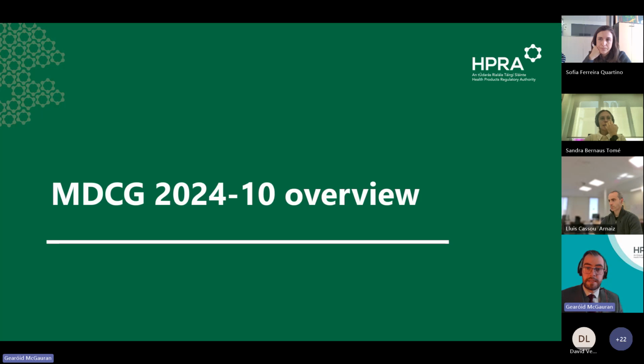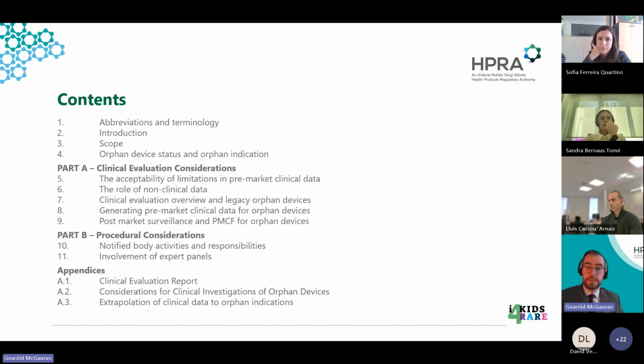So moving on to the guidance itself. The guidance is broken down into four main sections. First, there is an introductory section explaining the scope and the aim of the guidance. It also outlines the criteria for orphan device status and orphan indications and provides guidance on how to meet those criteria. Part A of the body of the guidance gives specific considerations on the clinical evaluation of these devices.